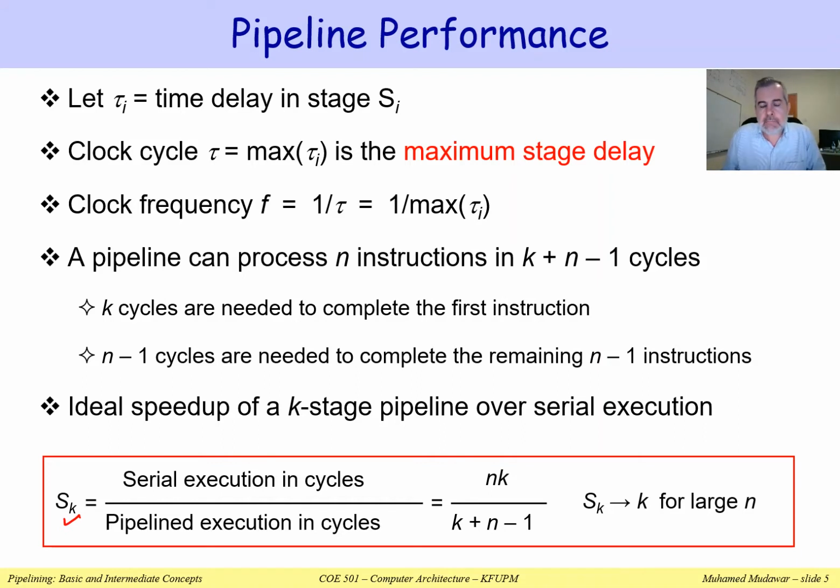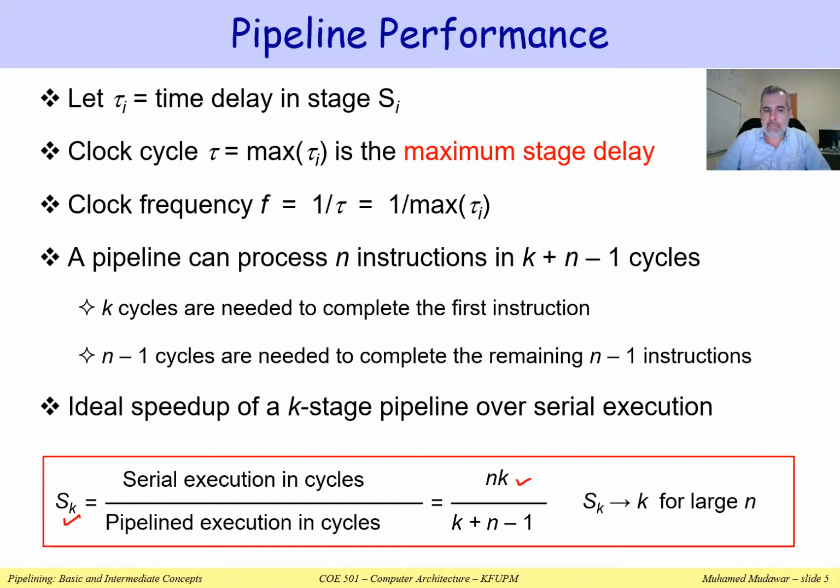That's the speedup. So what is the serial execution time in clock cycles? The serial execution time in clock cycles: we are executing n instructions over a k-stage pipeline. So if we are executing n instructions and each instruction takes k clock cycles to execute, from the time you fetch it until it completes, then the serial execution time will be n multiplied by k. That's the serial execution time.